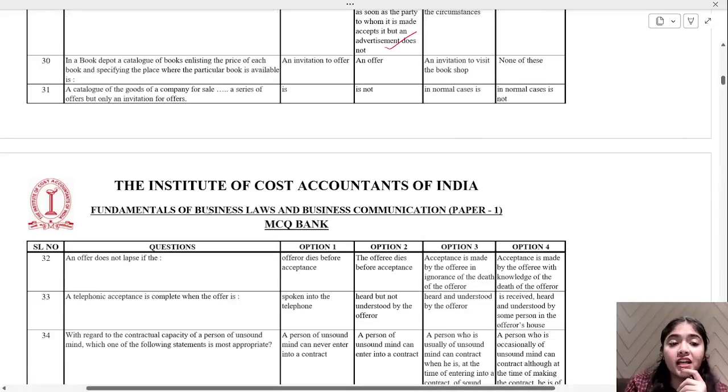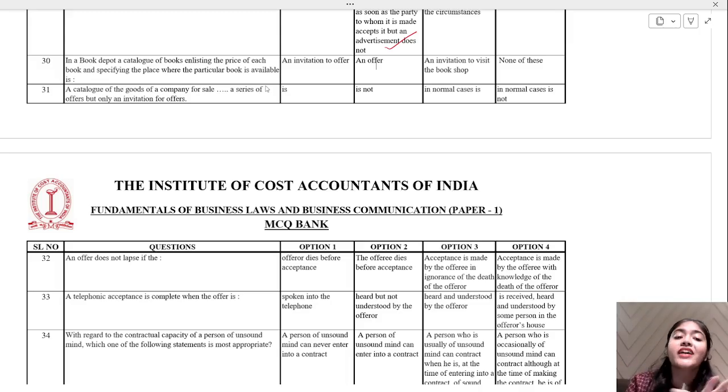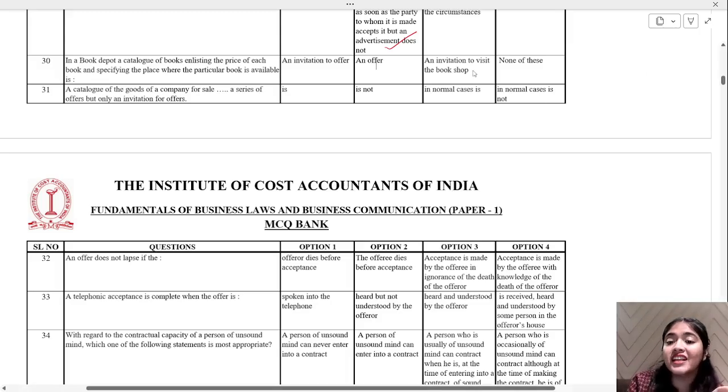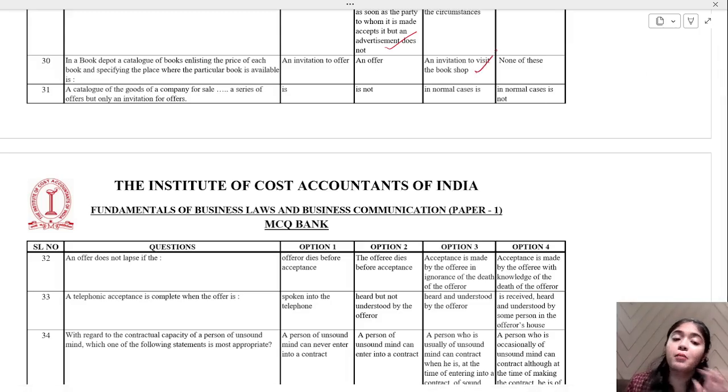In a book depot, a catalog of books enlisting the price of each book and specifying the place where the particular book is available is an invitation to offer, or invitation to visit the bookshop, or none of these. So a catalog of books, that is an invitation to visit the bookshop. Then you will get to know which book is placed where, and what is the price of that book. So invitation to visit the bookshop.